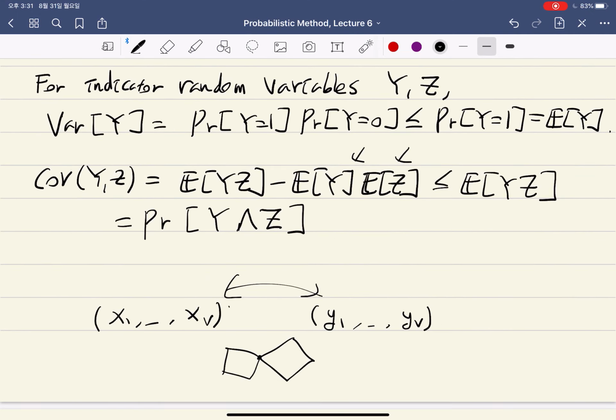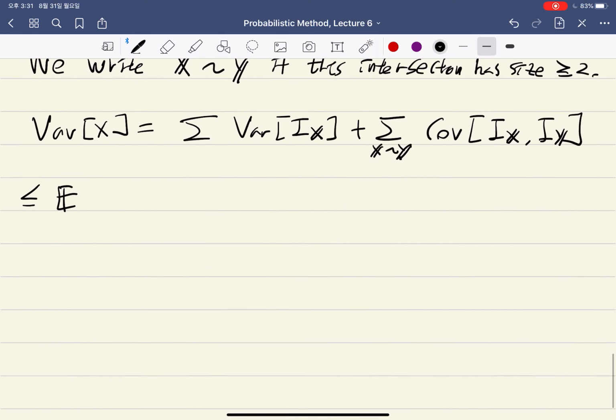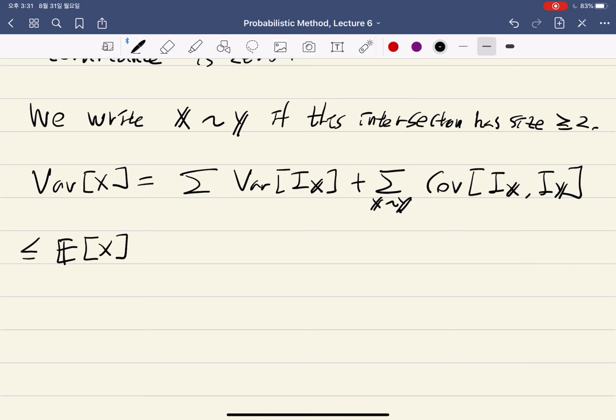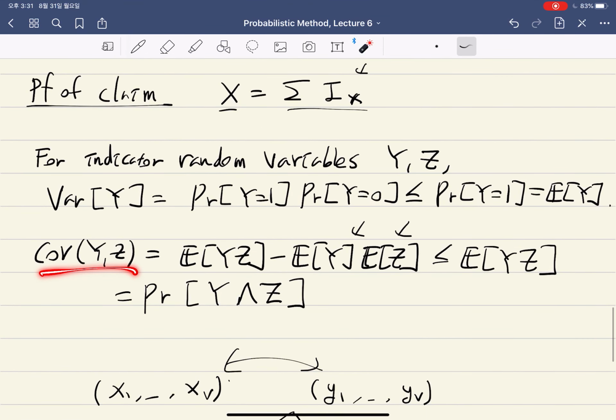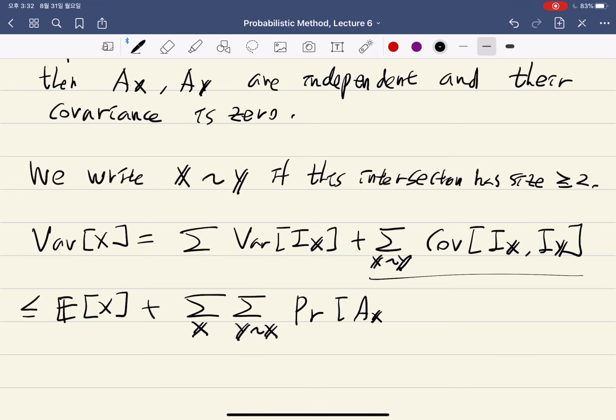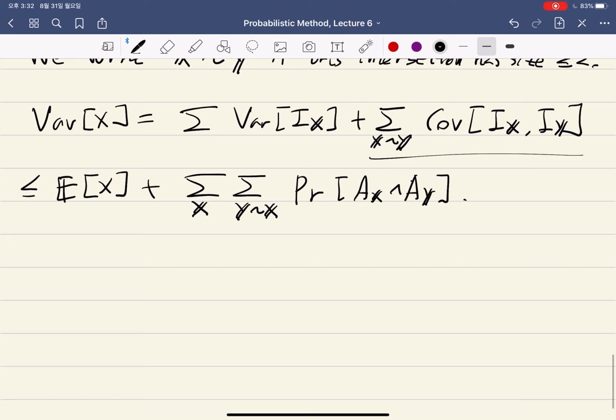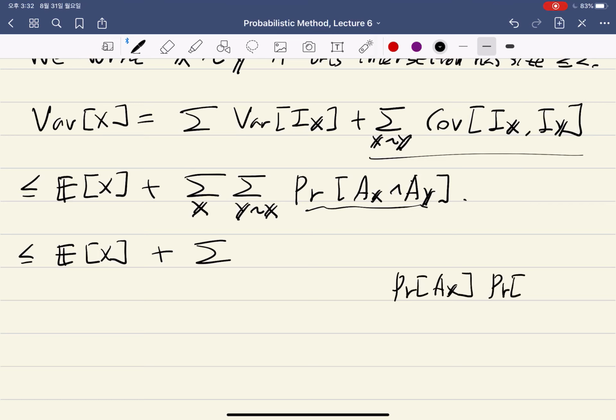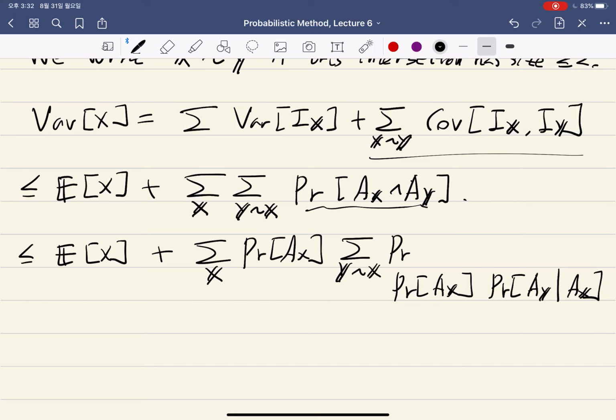And because of this first inequality, if you just sum up the expectations of all the indicator random variables, that's the same as the expectation of X. And for the latter one, we can take x first, and then take y which is related to x, and we apply the probability that A_x and A_y both hold. Then this part is the same as the probability of the first event times the conditional probability that the second event holds. So you can write this this way.